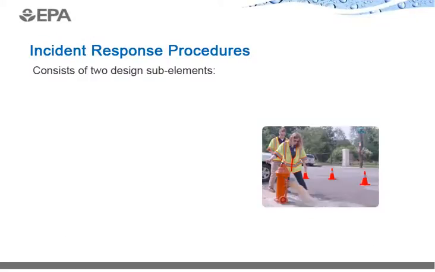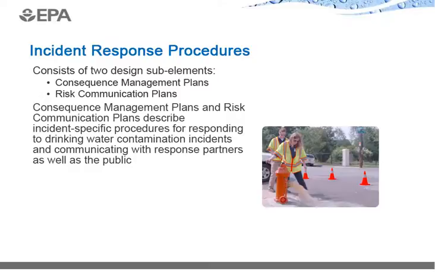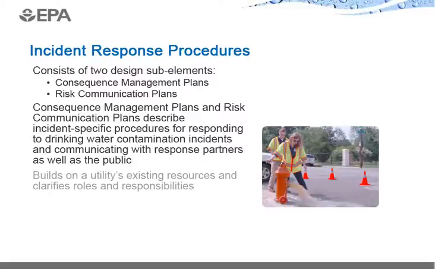The incident response procedures design element has 2 design sub-elements: consequence management plans and risk communication plans. Consequence management plans and risk communication plans describe incident-specific procedures for responding to drinking water contamination incidents and communicating with response partners as well as the public. These response procedures build on a utility's existing resources, such as their emergency response plan. They also clarify roles and responsibilities for utility personnel and response partners.